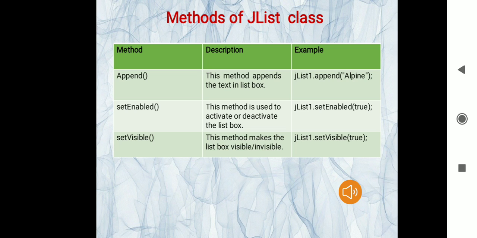Now if you want to add an item into your list box, use the append method. Say for example, if you wish to add the text alpine into your list box, then write the Java code as JList.append, then within brackets and inverted quotes put alpine. For activating and deactivating the list box, use the setEnable method. And to make the list box visible or invisible, use the setVisible method.